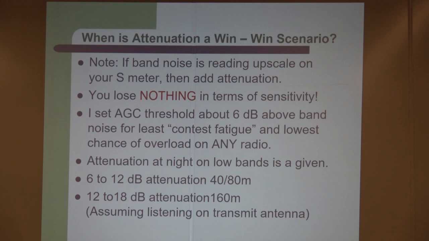So on 40 meters, for instance, assuming we're using our transmit antenna, not a Beverage or something like that, I'm going to run 6 to 12 dB attenuation. On 160 at night, I'm typically running 18 dB attenuation. We lose nothing because the receiver noise floor is like minus 135, and band noise at night on 160 is like minus 90 or something like that. So we don't have a sensitivity problem on the lower bands, and that's why we can run attenuation. The receiver is just loafing along.